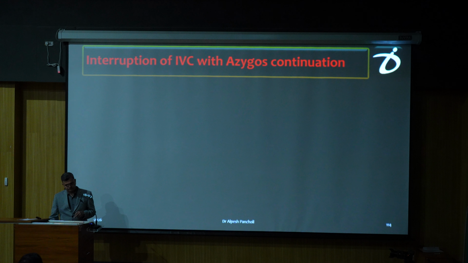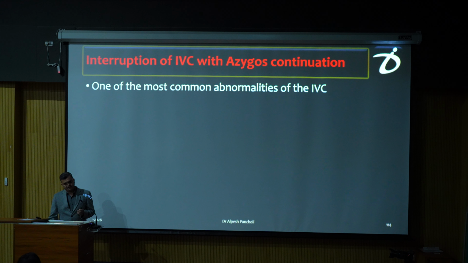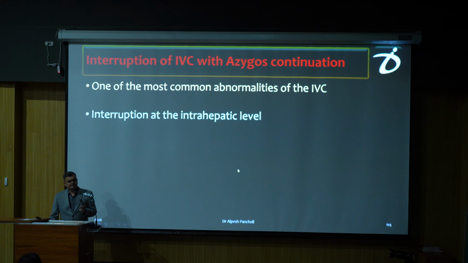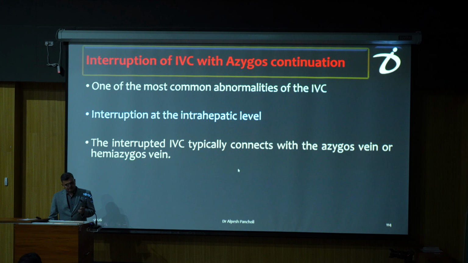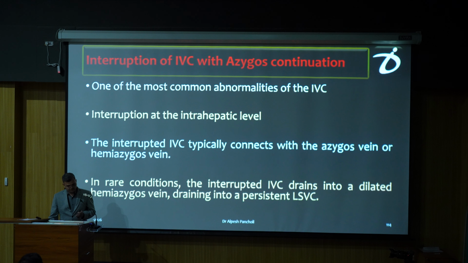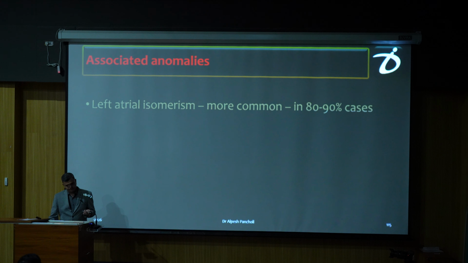out coarctation of aorta. Now coming to interruption of IVC with azygous continuation, it is one of the most common abnormalities of the IVC. Interruption occurs at the intrahepatic level. The interrupted IVC typically connects with the azygous or hemiazygous vein. In a rare condition, the interrupted IVC drains into a dilated hemiazygous vein, which ultimately drains into a persistent left SVC. In these cases, the right SVC can be absent.